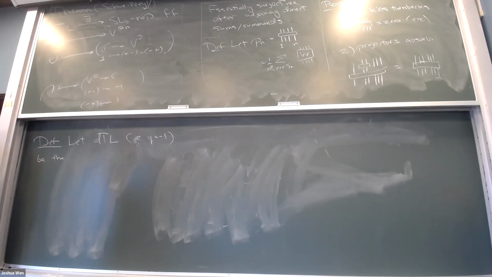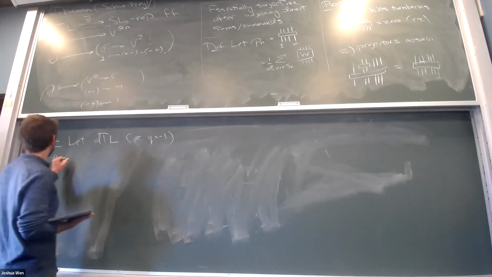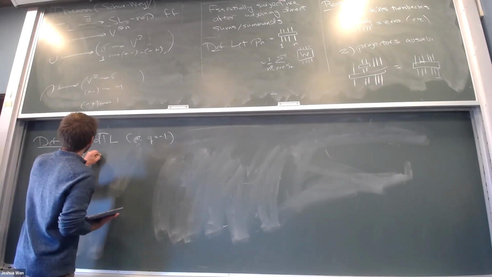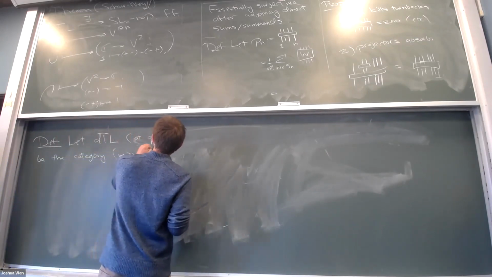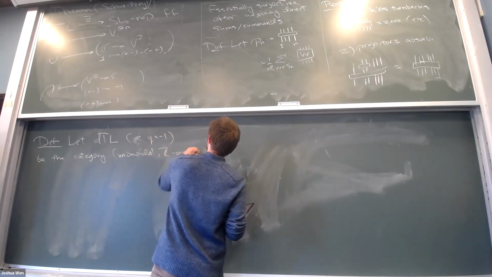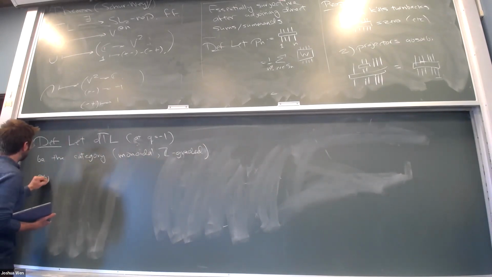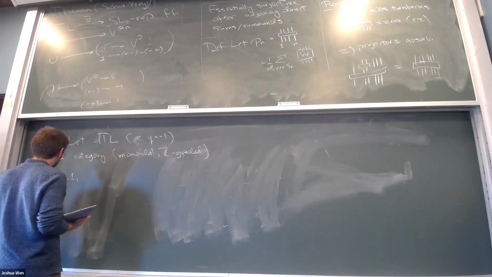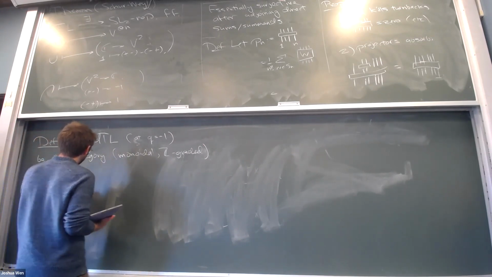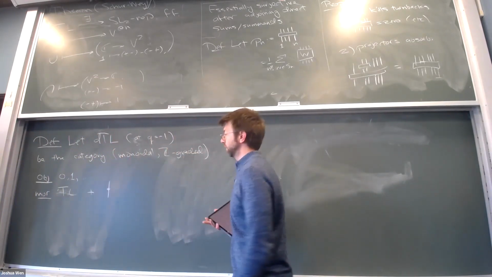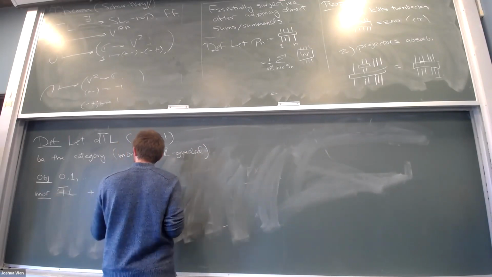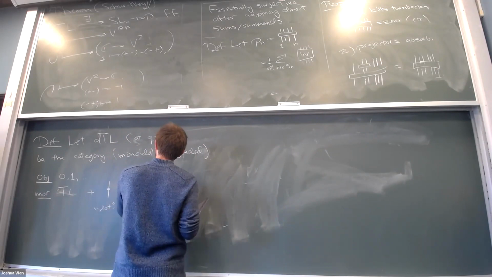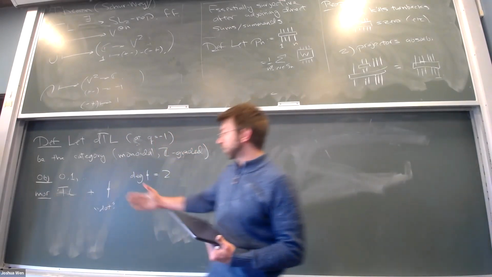Sorry, this is not just a functor, it's a monoidal functor. There's a monoidal structure on TL which just places diagrams side by side. So this is going to be monoidal in the same way, and the hom spaces are going to be Z-graded. Objects are going to be the same as before. The morphisms are going to be the same as in TL. And then we adjoin dots. So we allow our strands to carry a dot. The dot is going to have degree 2. Ordinary Temperley-Lieb diagrams are going to have degree 0.